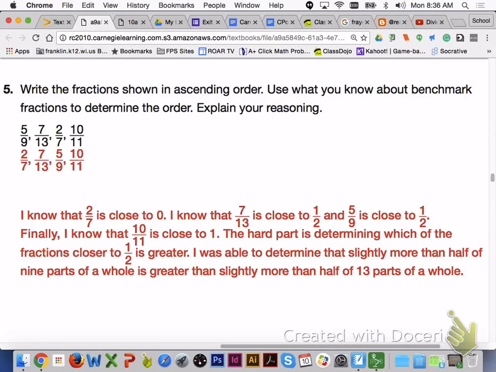This will conclude lesson 3.4 on benchmark fractions. Please let me know if you have any questions.